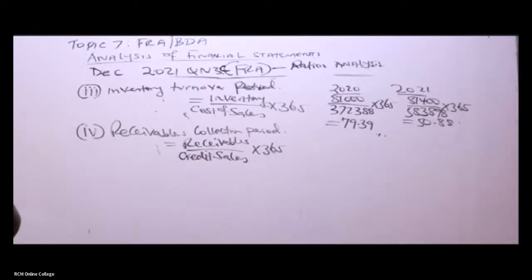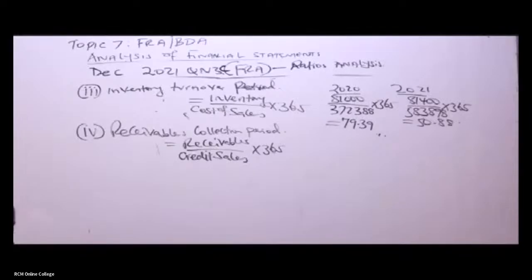So they're giving me a figure of 73. Yeah, 73. And then the other one is 91. Great. So remember, in terms of receivable days or receivable collection period, you take the receivables.